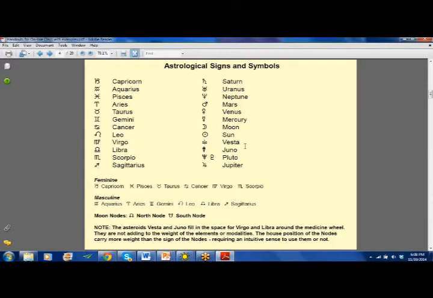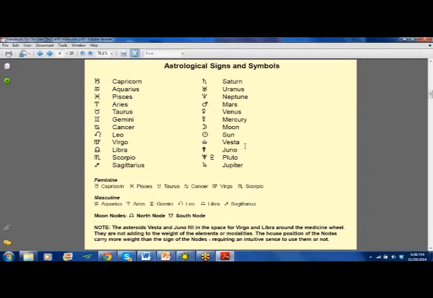More recently, we've been looking at Vesta. There's a contemplation about whether to upgrade Vesta to a dwarf planet or not, and Eric has done some brilliant research and work around Vesta. So you will see Vesta added to your chart. But we're still not using Vesta or Juno for weighting the elements or the modalities.